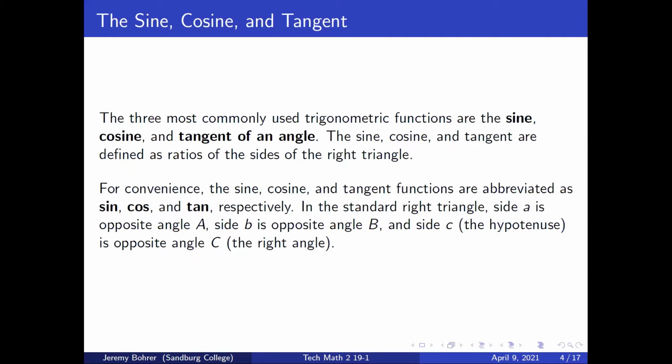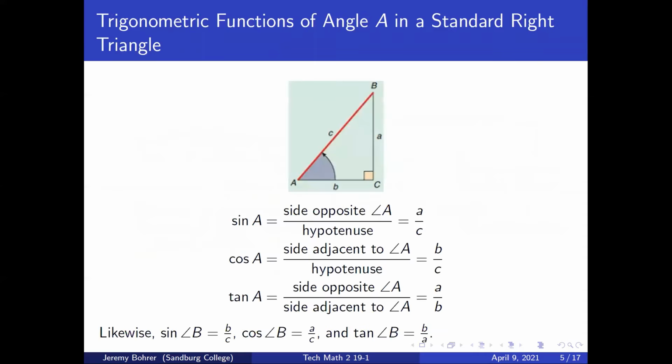In the standard right triangle, side A is opposite angle A, side B is opposite angle B, and side C, the hypotenuse, is opposite angle C, the right angle. So, sine of A is equal to the side opposite of angle A divided by the hypotenuse, or A over C. The cosine of A is equal to the side adjacent to angle A divided by the hypotenuse, or B over C. And the tangent of A is equal to the side opposite of angle A divided by the side adjacent to angle A, which is equal to A over B.